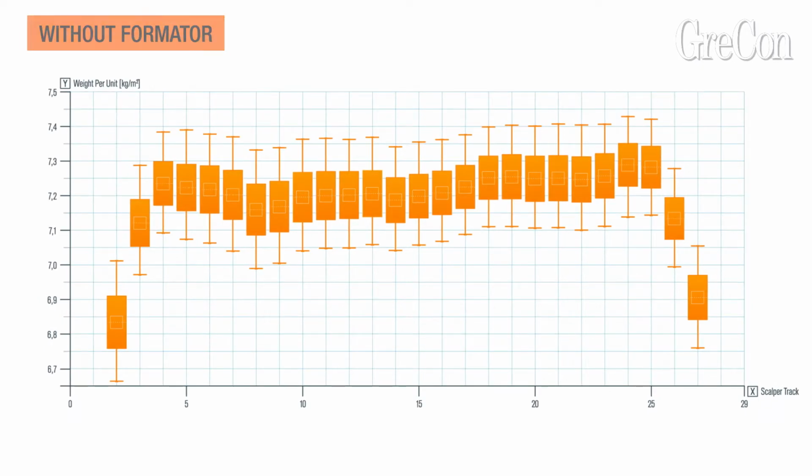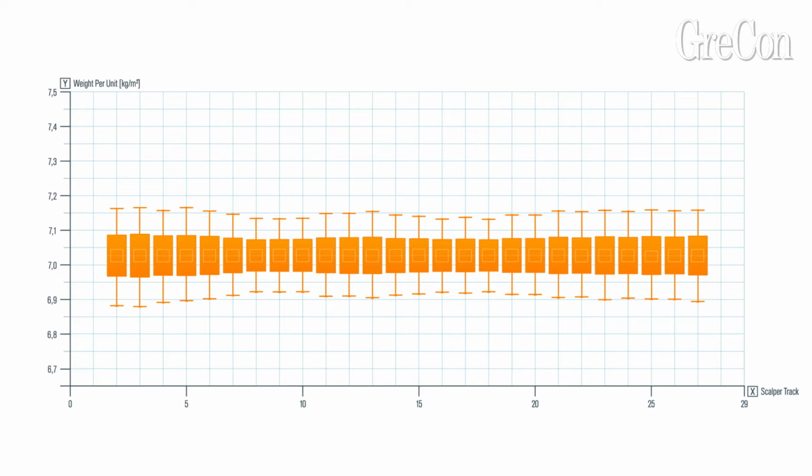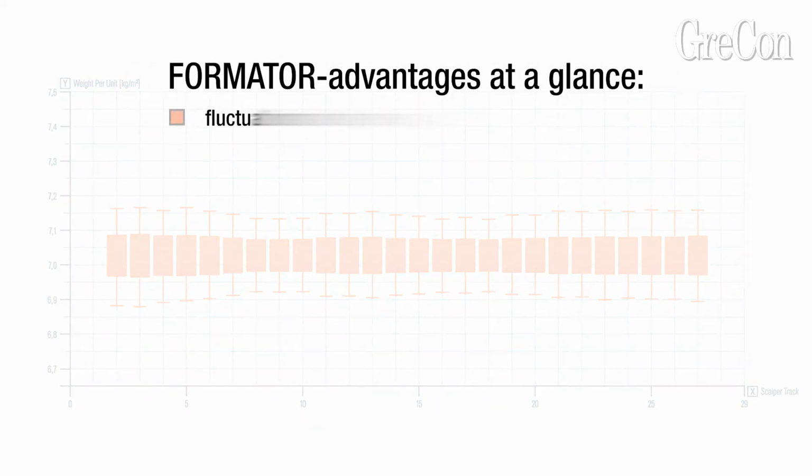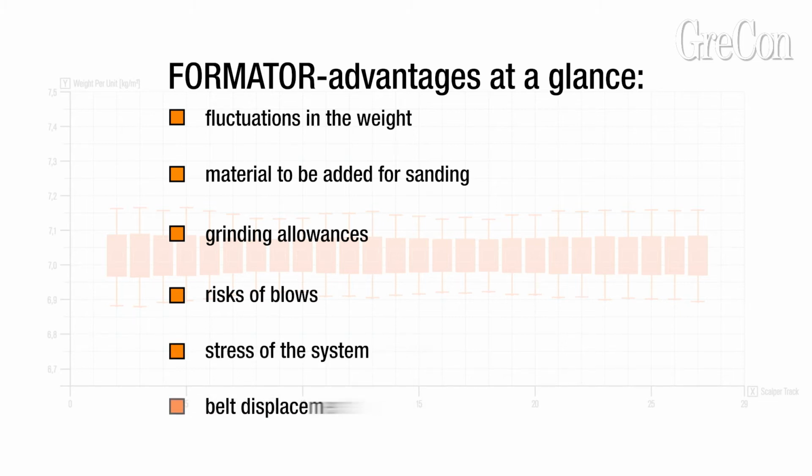Statistical evaluations of test series of several hours confirm the reduction of the fluctuations in the weight per unit area, both over the entire mat width and in each individual segment. Besides the fluctuations in the weight per unit area, the more homogeneous distribution also reduces thickness fluctuations, material to be added for sanding, risk of blows, stress of the system, belt displacement.